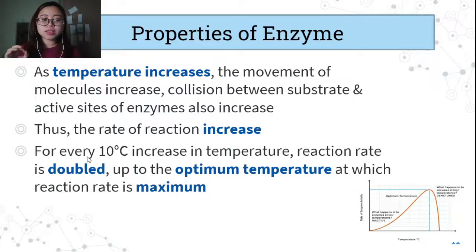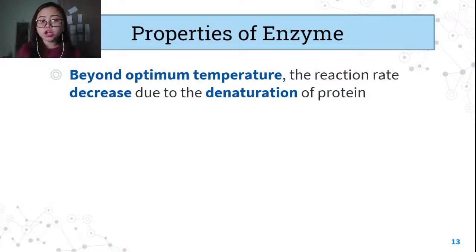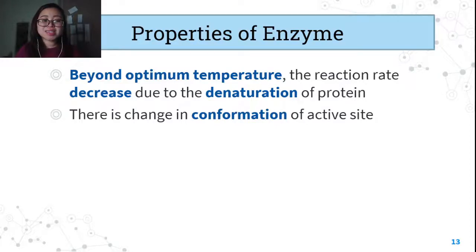Up until the optimum temperature. Sehinggalah dia tercapai optimum temperature untuk enzyme tersebut. Bila dia sampai pada optimum temperature, the rate of reaction will be maximum. And as I mentioned earlier, beyond the optimum temperature, the reaction rate will decrease due to the denaturation of protein. Lepas saja optimum temperature, lebih panas daripada optimum temperature, rate of reaction akan turun sebab protein akan denature. Dia start untuk rosak. This is because there is change in the conformation of active site.